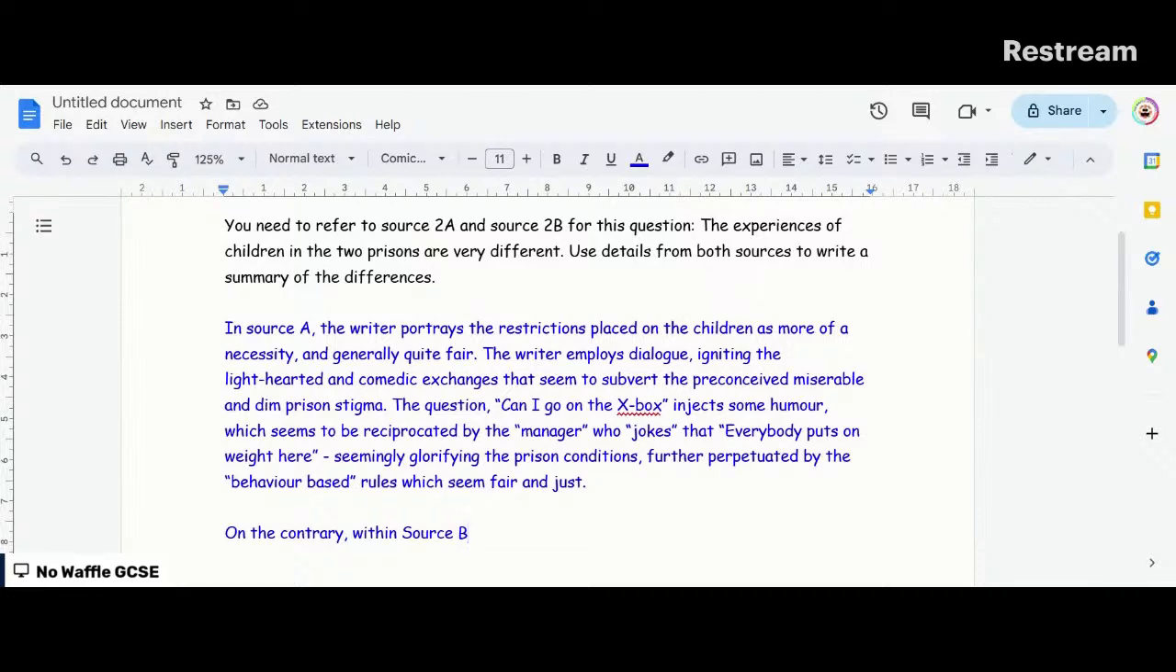We can say the writer exacerbates the dire infringements shackled on the almost innocent children.